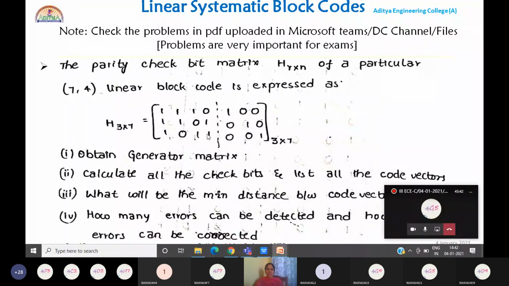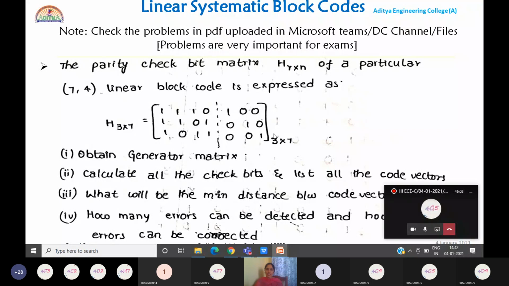Okay, please listen. Here the H matrix is a parity check bit matrix. It is a submatrix. P transpose of size R by K followed by the identity matrix of size R by R. Here R is 3.